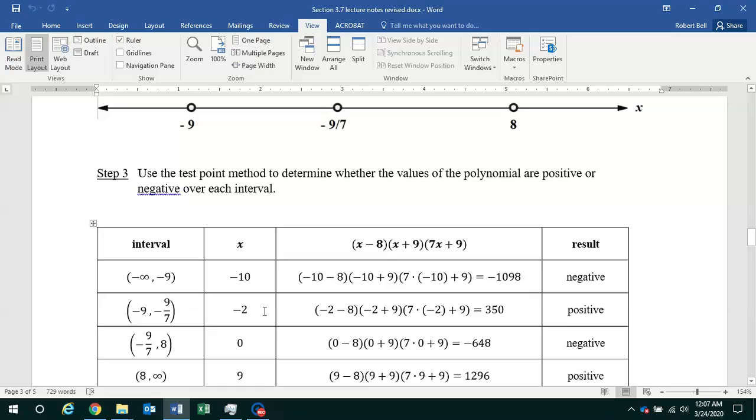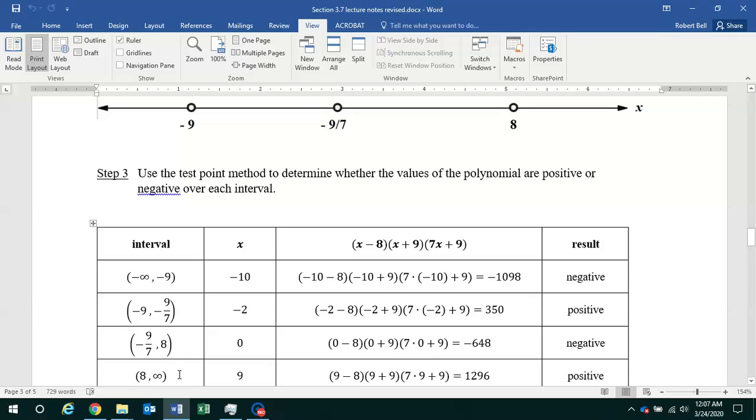In the second interval, I use -2 as the test point. I put in -2 for x and got a positive value for the polynomial. So that means any value of x between -9 and -9/7 put in for x in the polynomial will result in a positive value for the polynomial. In the third interval, I use 0. And when I put in 0 for x, I got a negative value for the polynomial. So that means any value of x between -9/7 and +8 put in for x will result in a negative value for the polynomial.